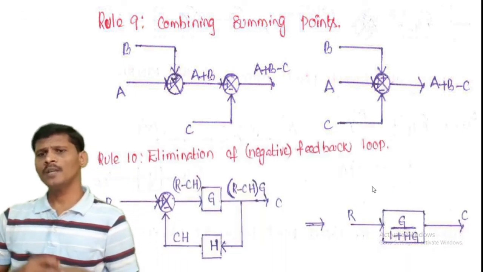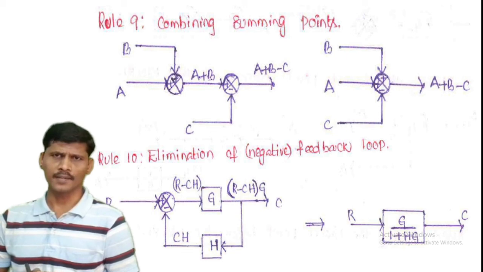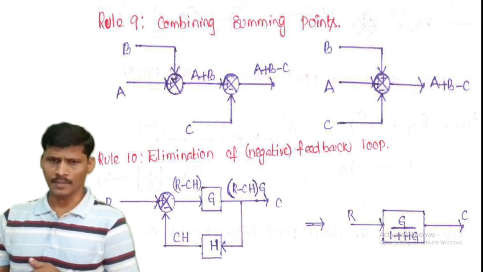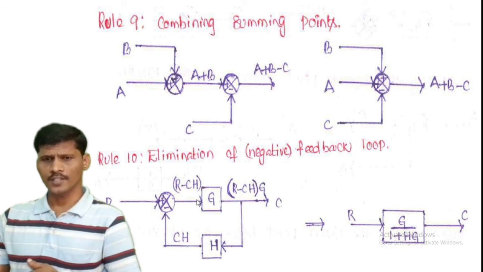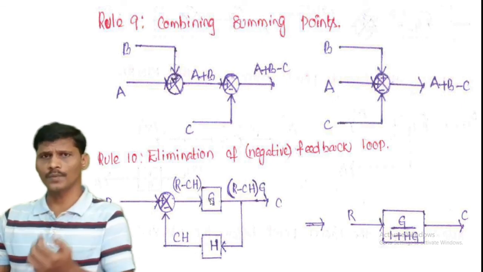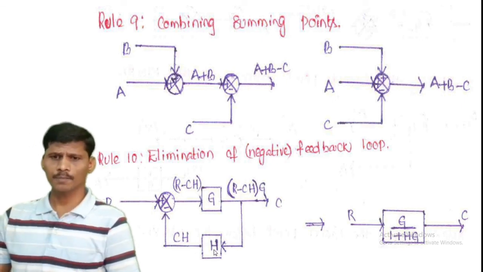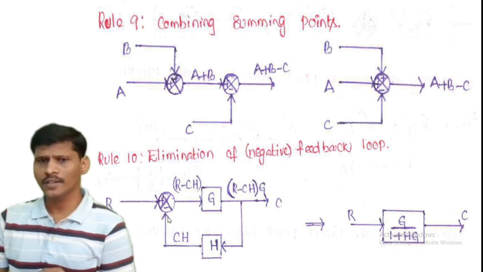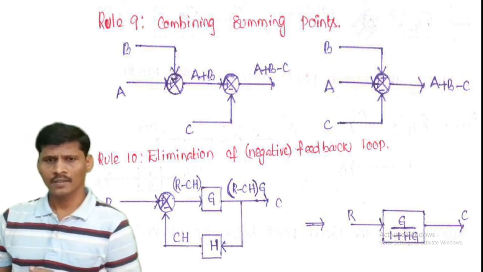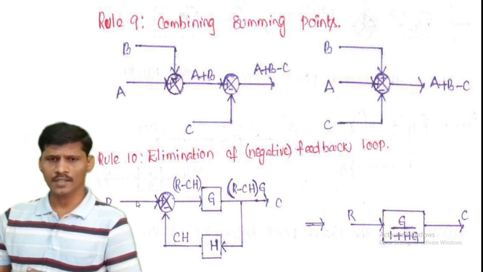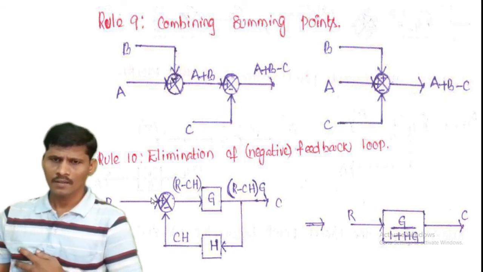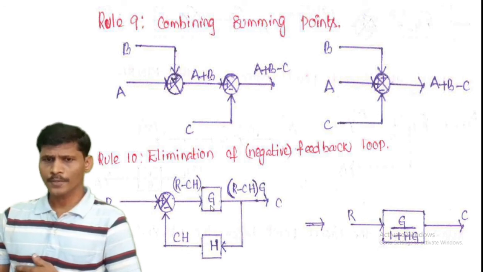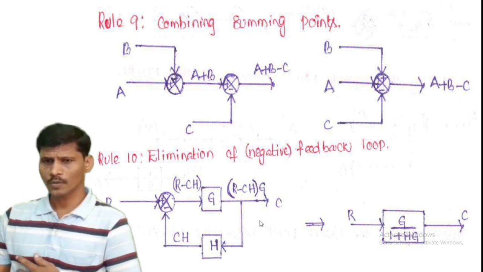Next rule is elimination of the negative feedback. This is the summing point and this is the forward gain, that is the open loop gain G, and this is the feedback path H. Now here the negative feedback is there. How to eliminate the negative feedback? The input of this summing point is R. This R is passing through the summing point and the block, and this is the feedback loop and the output C.